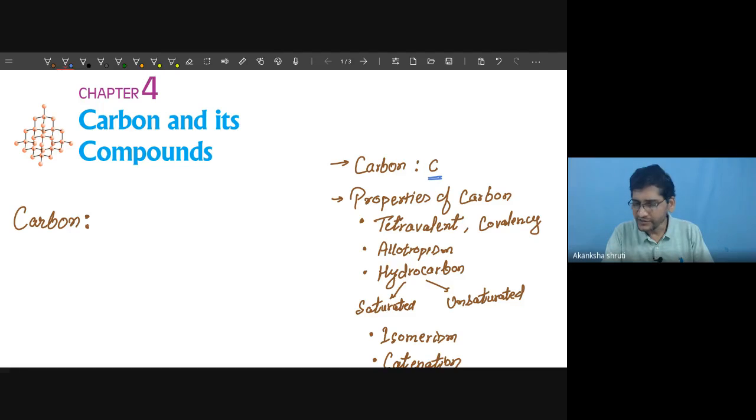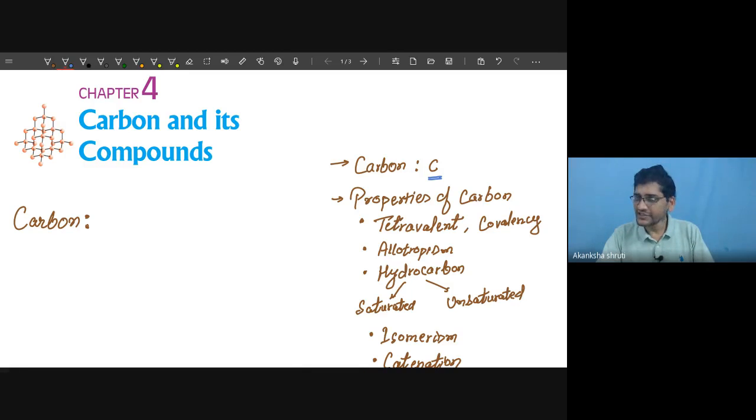So considering that, the valency of the carbon from the electronic configuration we can observe is 4. Therefore, it is called tetravalent. They react or combine with the other atom or other element by sharing of electron. So such bond formation is called covalent bond. So we have to learn about what is tetravalent, what is covalent or covalency.